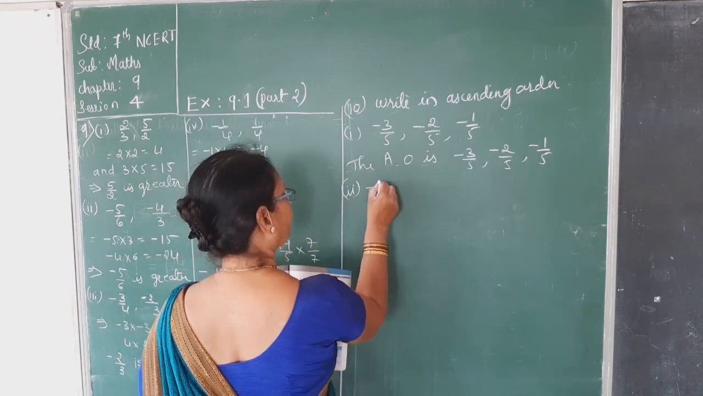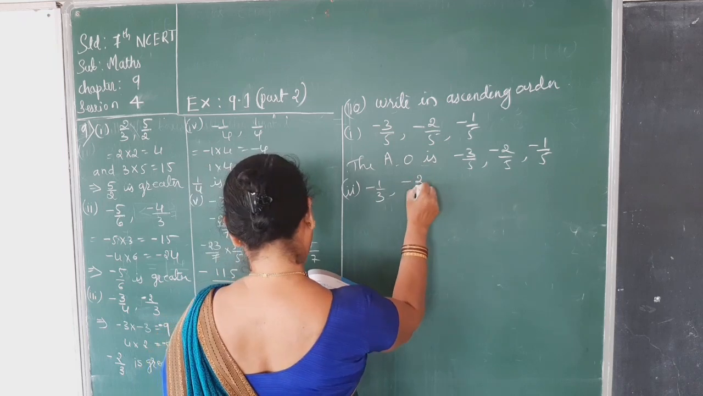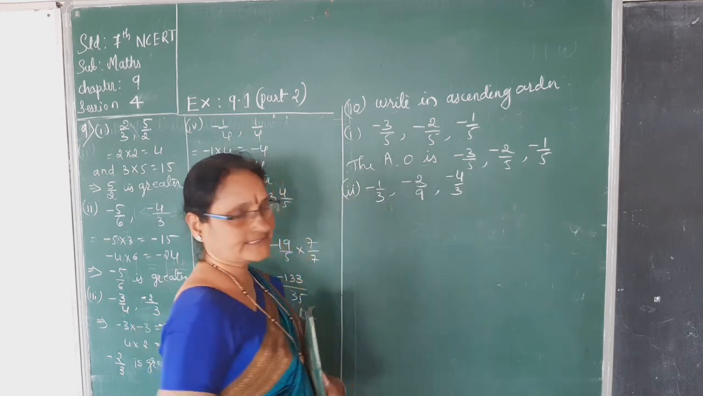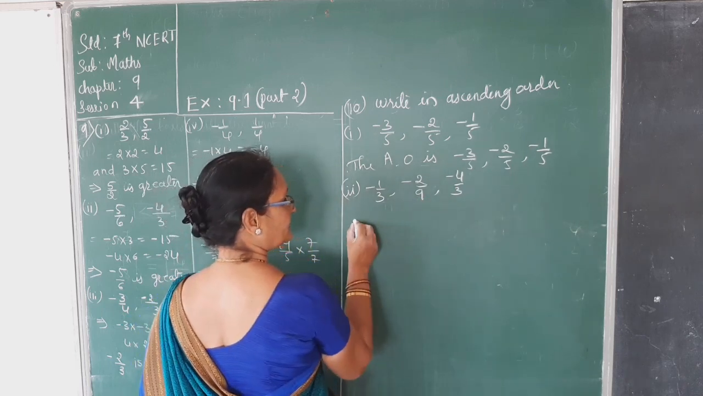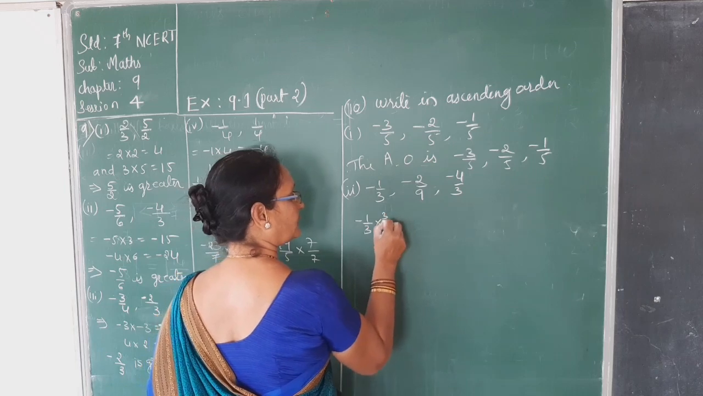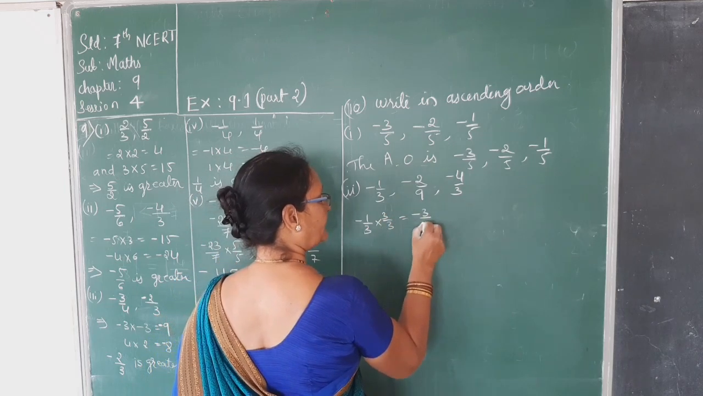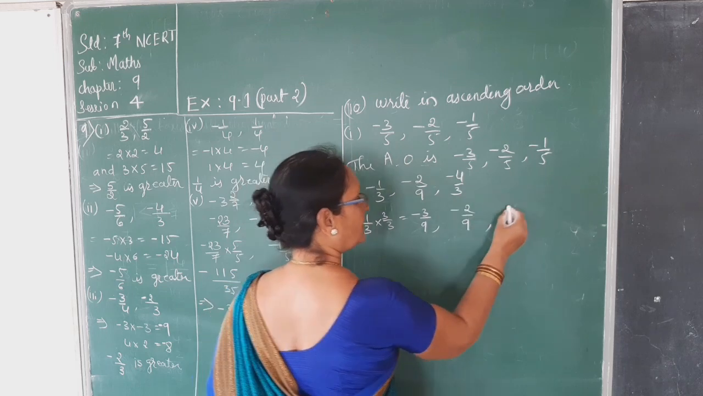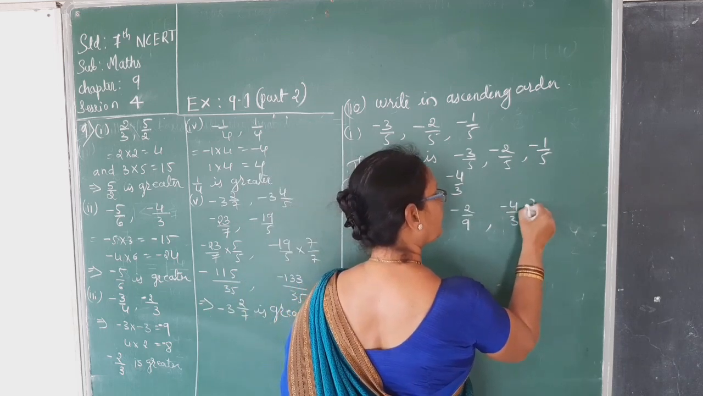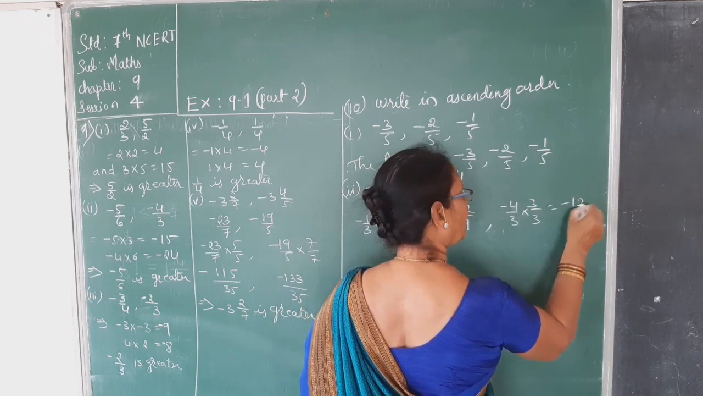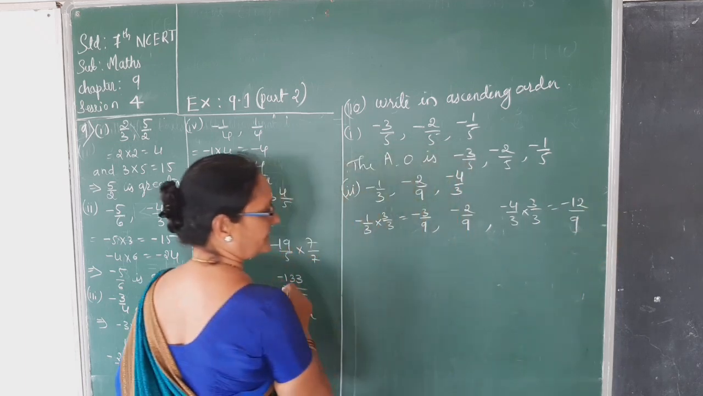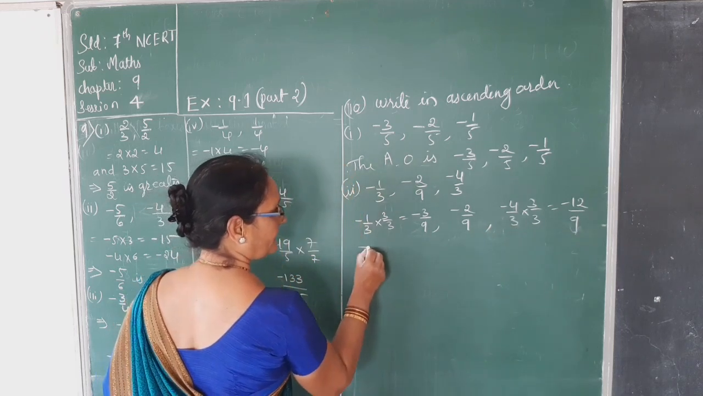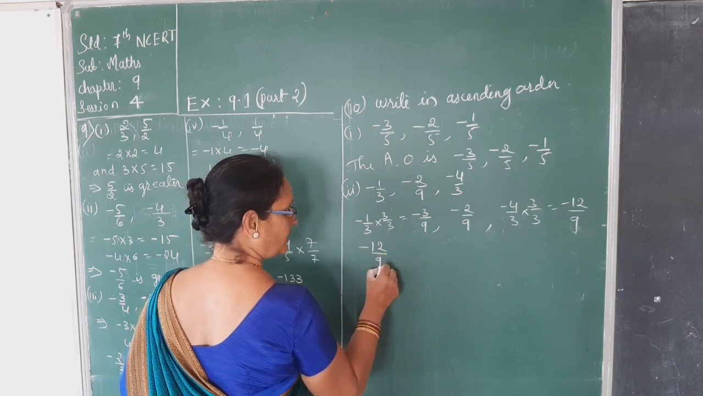Next one is second one. Minus 1 by 3, minus 2 by 9, minus 4 by 3. Here see, we will take the LCM, that is 9. Minus 1 by 3 into 3 by 3 is minus 3 by 9. Then minus 2 by 9 is there already. Now minus 4 by 3 into 3 by 3, that is minus 12 by 9. Now we will arrange this in the ascending order. The smallest one is minus 12 by 9.